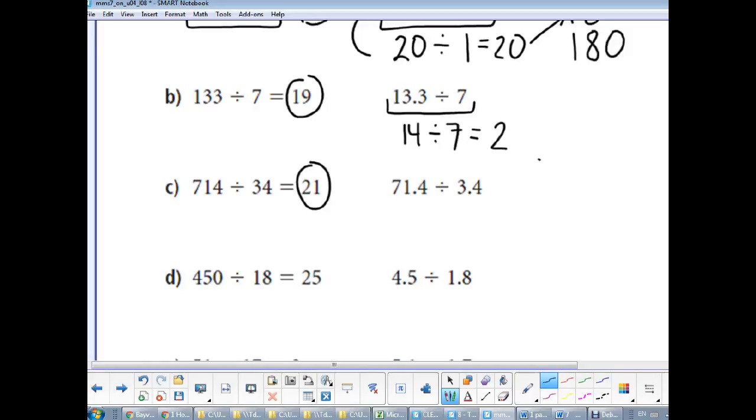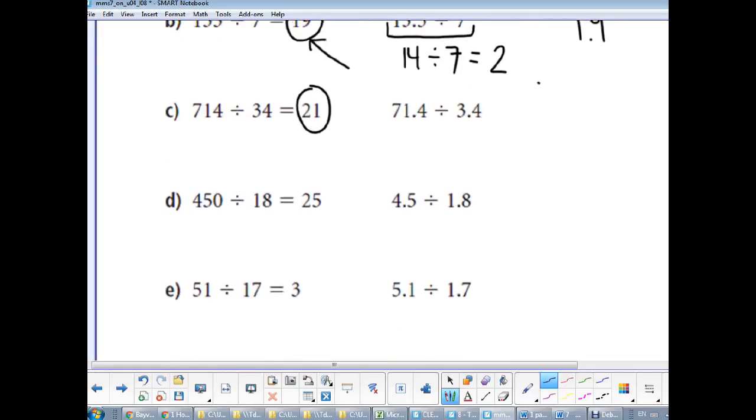So if we look at the quotient here, the answer being 19, we know that the answer has to be around 2, so it wouldn't be 19. We would put the decimal here because 1.9 is closest to 2. 0.19 wouldn't be close. 19 wouldn't be close. 190 wouldn't be close, etc.